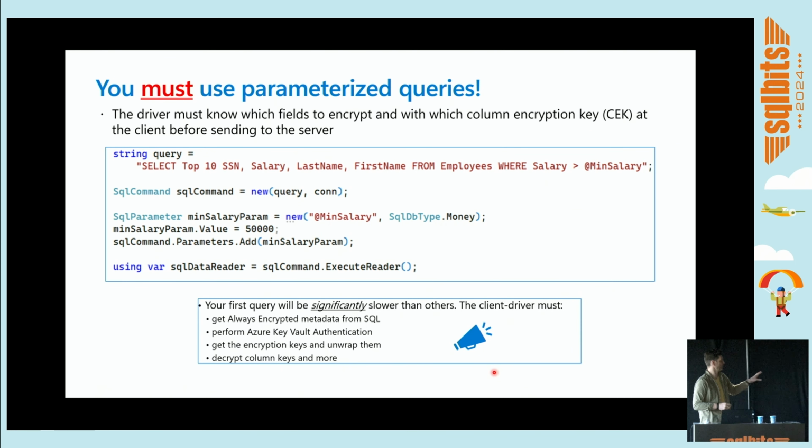Also, what I showed you in the first query, it was significantly slower than the other queries. The reason for that is that your client driver first must get all that metadata, it needs to authenticate to the key vault, and then it needs to start getting the encryption keys and unwrapping them, so that takes a while, right? Now, as soon as all that has been done, all the other queries will run much, much faster.